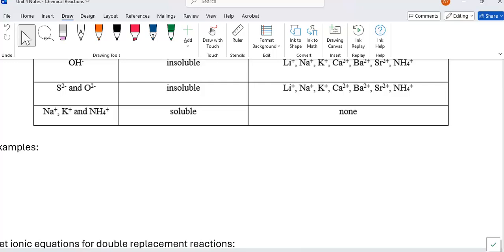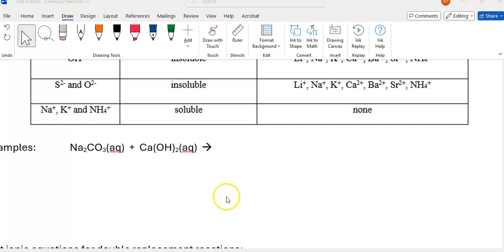Okay, let's try a couple of examples. Let's say we start with some aqueous sodium carbonate, and we're going to try to react it with aqueous calcium hydroxide.